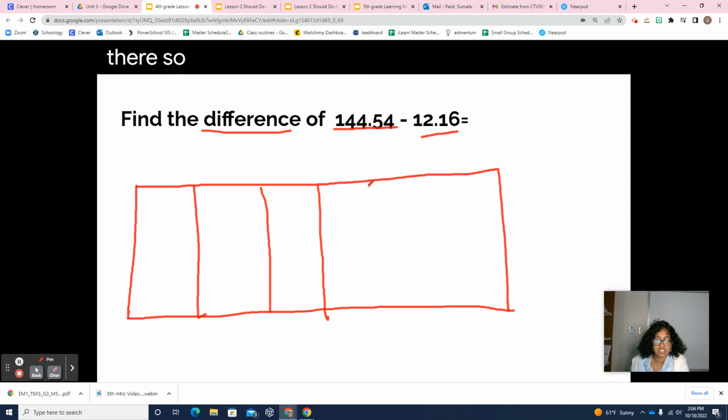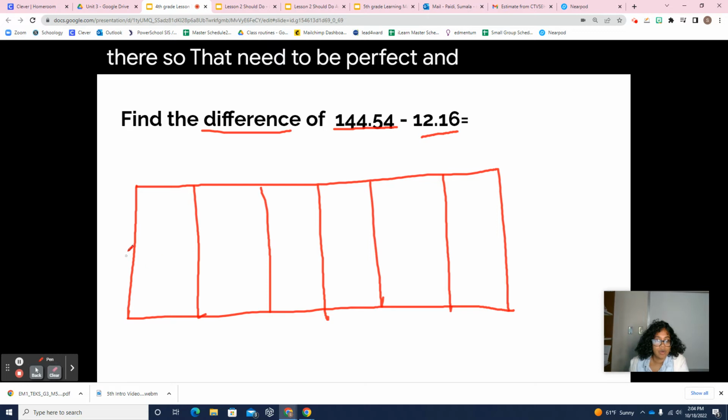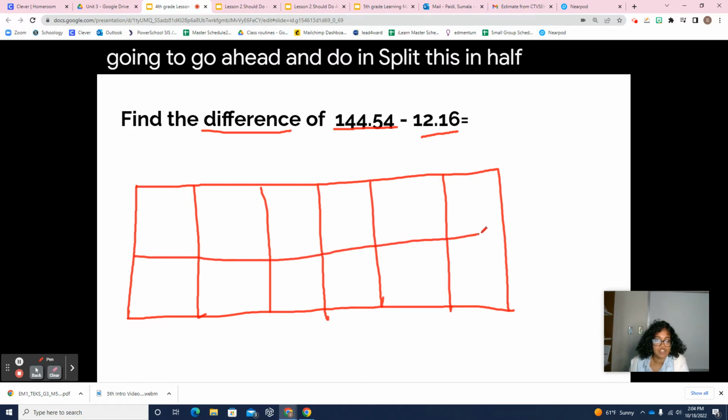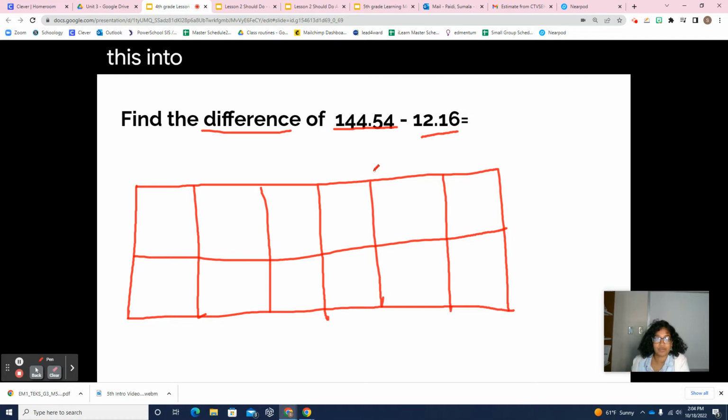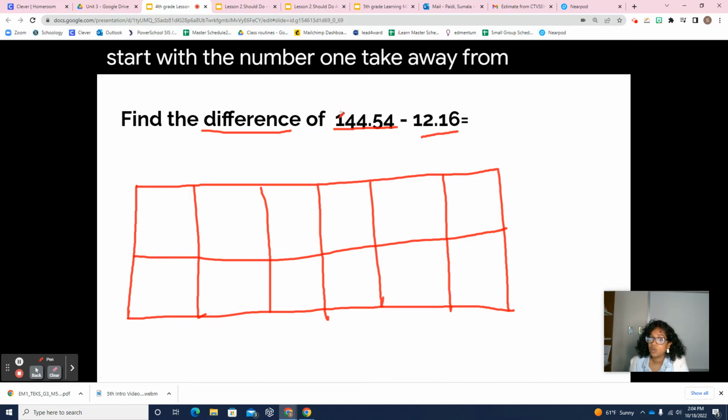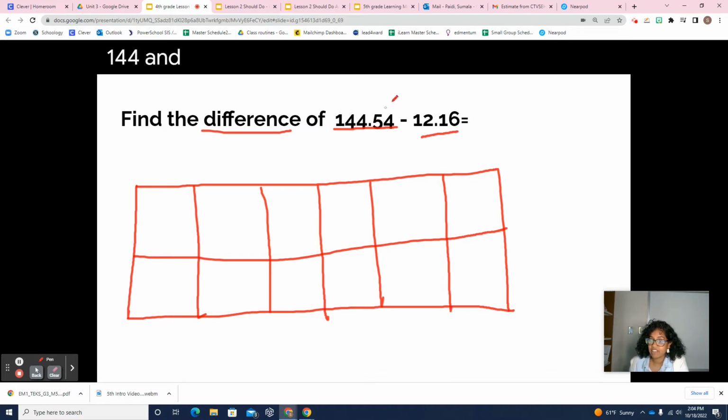It doesn't need to be perfect. And what I'm going to do is split this in half. Now we're going to put each of our digits into our chart. We're going to start with our larger number, the number we're going to take away from, which is 144 and 59 hundredths.